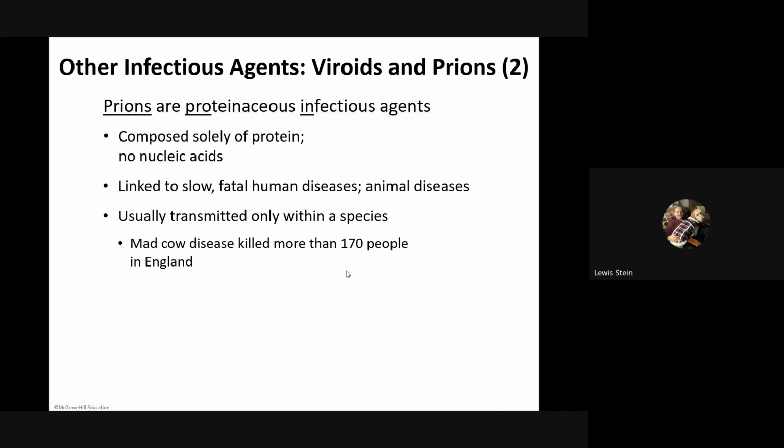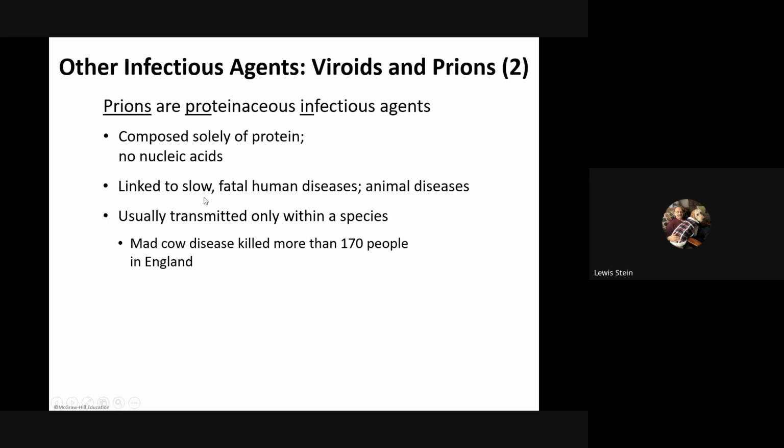Prions derive their name. Again, they're acellular forms. That's why they're in this unit. So they're not part of cells. They're not living things. They are misfolded proteins. Proteinaceous infectious agents. Proteins, no nucleic acid, no capsid, no envelope, no nothing.